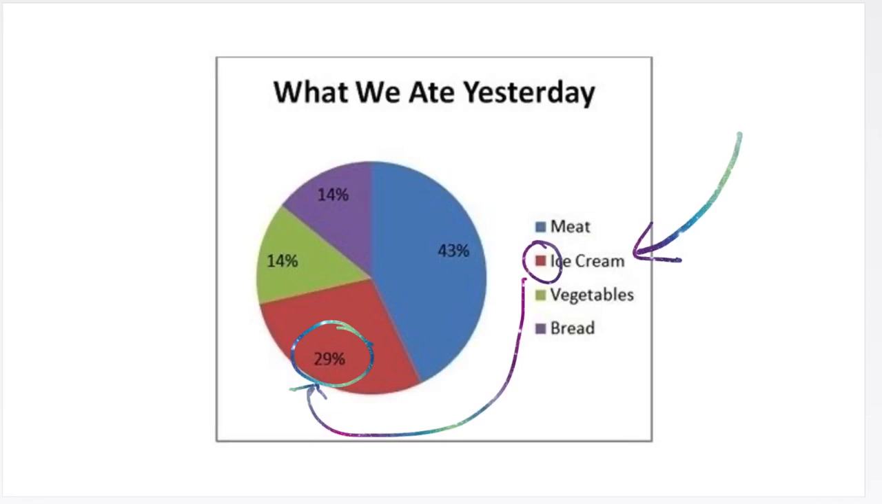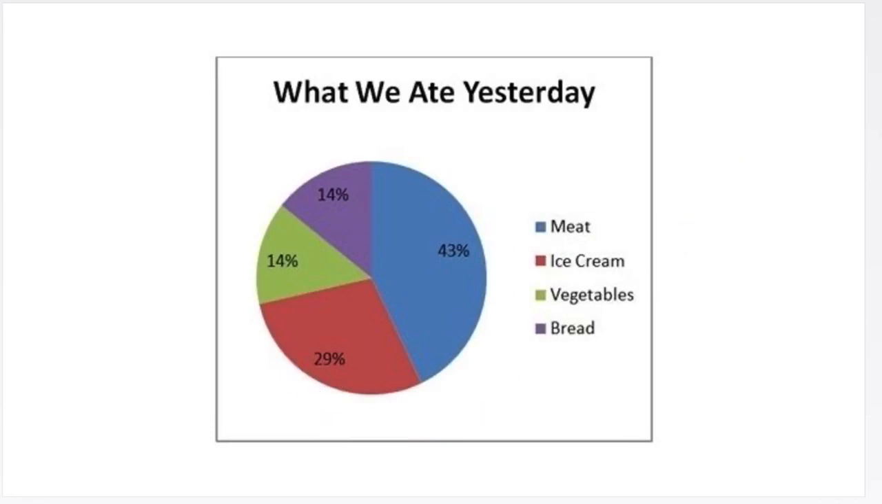Now I'll ask you another question, see if you can do this one. What percentage of the class had vegetables yesterday? Yep, it's 14%. Sometimes the questions might be more tricky, like you would get for bar charts and so on. It may be a question like, what percentage of the class ate vegetables or bread yesterday?